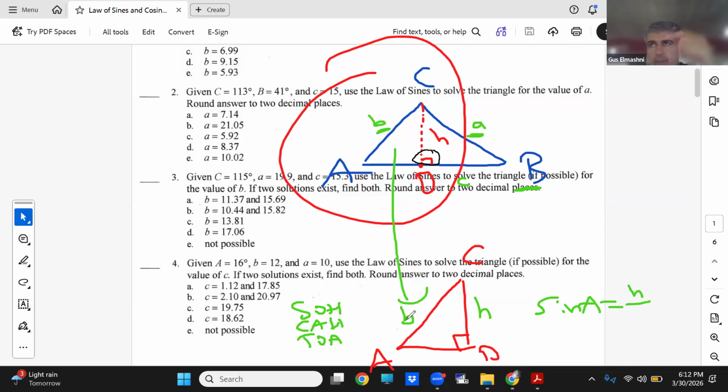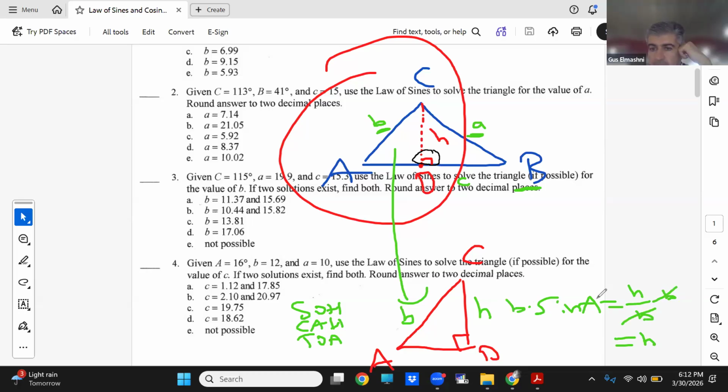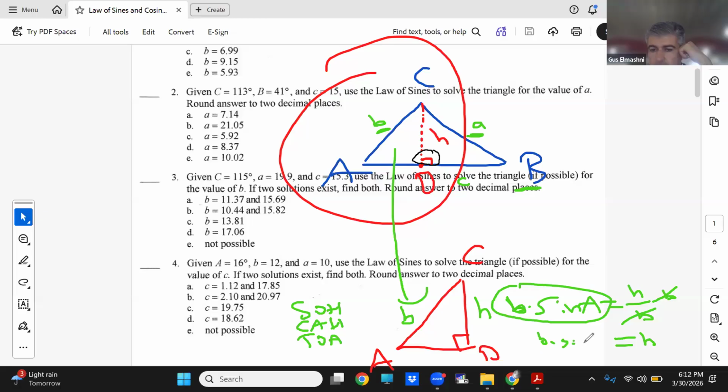So you have Sokoto, right? So sine of angle A equals what over what? H over B. You're correct, because that's hypotenuse. And if you multiply both sides by B, what do you get? Those cancel. So when you isolate H, what do you have on the other side? B times sine A. Good. Okay, so let's hold on to that.